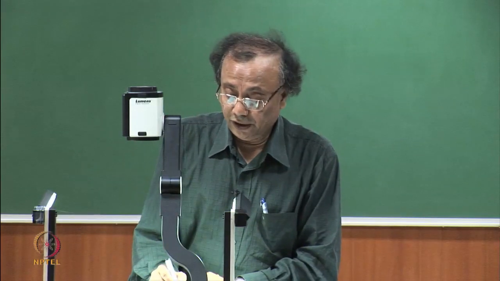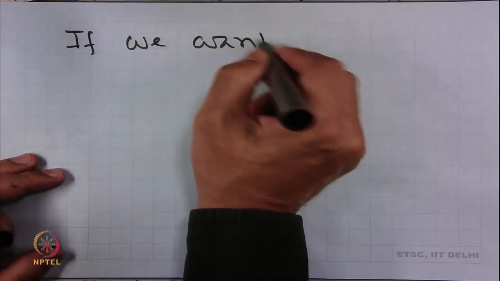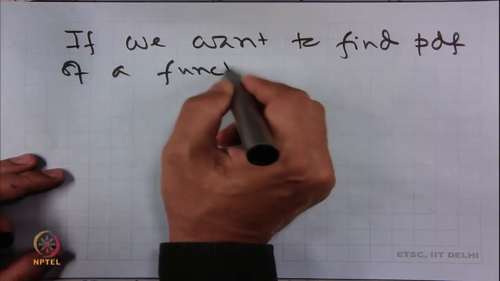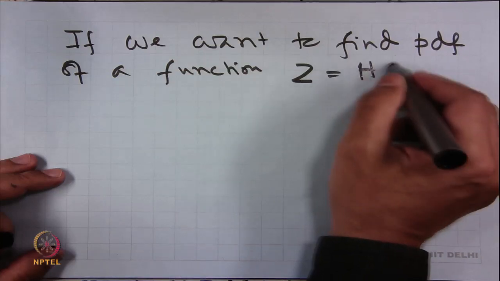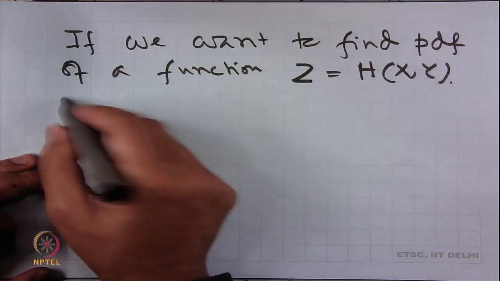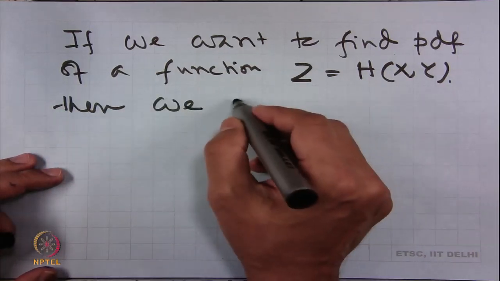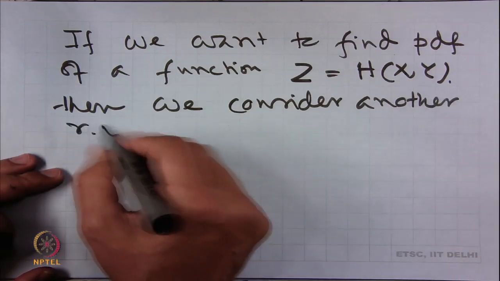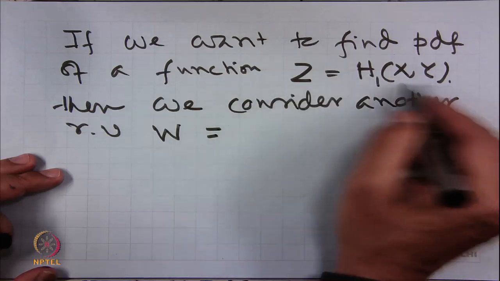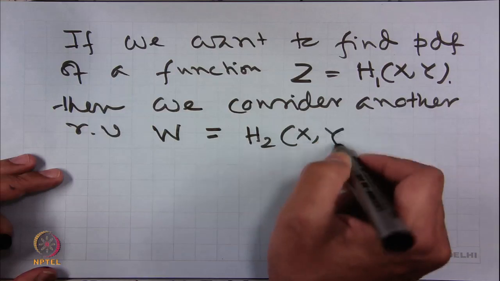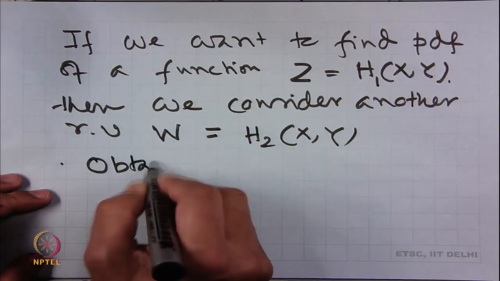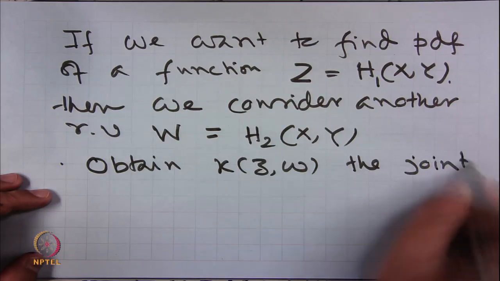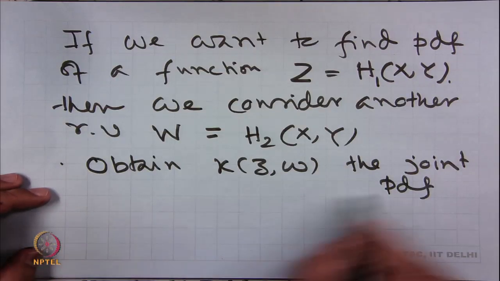The advantage is, if we want to find the PDF of a function z is equal to h of x y, then we consider another random variable w, say w is equal to, let us call it h 2 of x y, and obtain the joint PDF of z and w. Just now I have shown the formula for obtaining it.